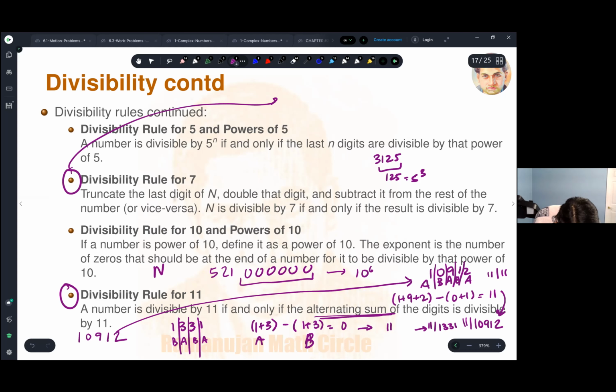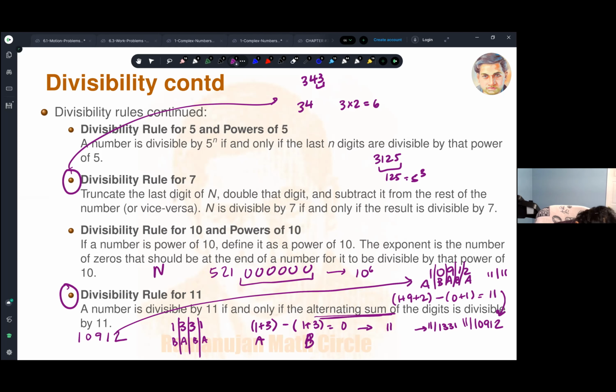Truncate the last digit of n, double that digit, and subtract it from the rest of the number. n is divisible by 7 if and only if the result is divisible by 7. So let's take a number like 343. We take the last digit out. Truncate means cut it off. So when you cut it off, you get 34 and then you get 3. You double this digit, and you get 6.